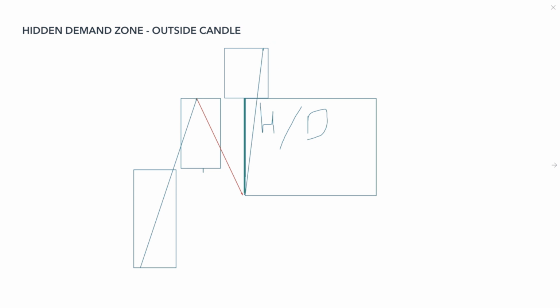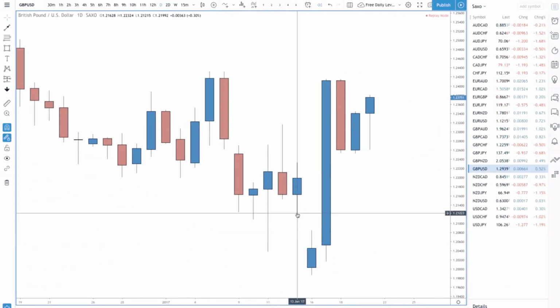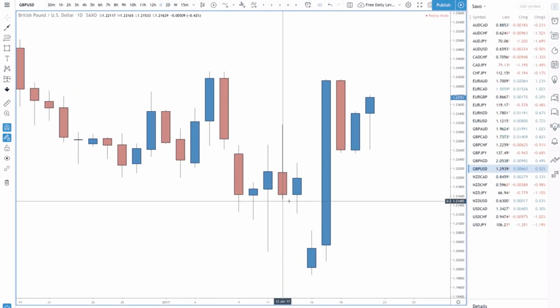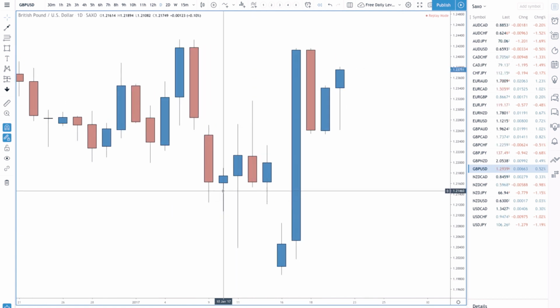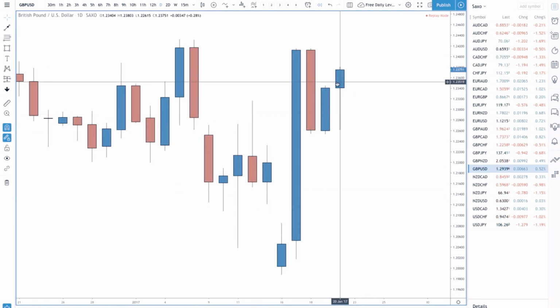So what we're going to do is go onto a price chart, pound dollar, as recommended by somebody who did watch the last video, when I asked for any chart suggestions. So I'm going to look at the pound dollar and go through at least maybe 6 months to a year's worth of data. We're going to go back to January, the beginning of the year 2017, and start looking for demand zones.